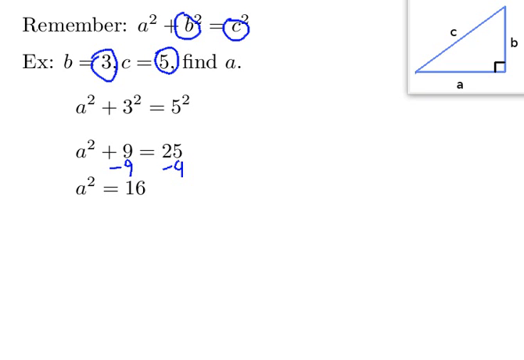Well, the square root of 16, remember, we don't need to do plus or minus the square root because we're talking about a distance. A is, just like c, a distance or length. So we have a equals 4. So we've found a. A is equal to 4. And that is going to be our final answer.